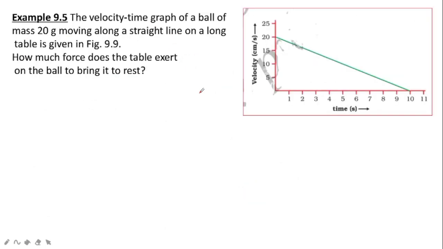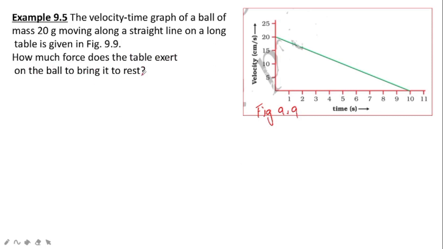So look at this problem. In this problem, the velocity time graph of a ball of mass 20 gram moving along a straight line on a long table is given in figure 9.9. So where is that figure? So this is the figure 9.9 which is given in your textbook. How much force does the table exert on the ball to bring it to rest?